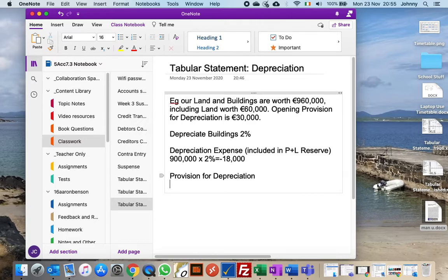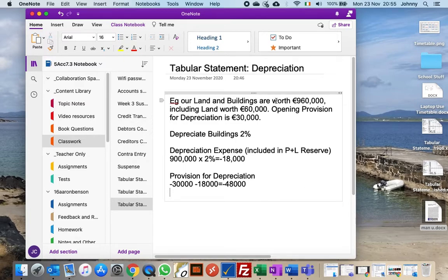So we'll start off with minus 30 grand, which is the provision we have at the beginning. And then we have another 18 grand, which is added to that, so another 18. So that means that the overall depreciation is minus 48,000. The provision is minus 48,000.